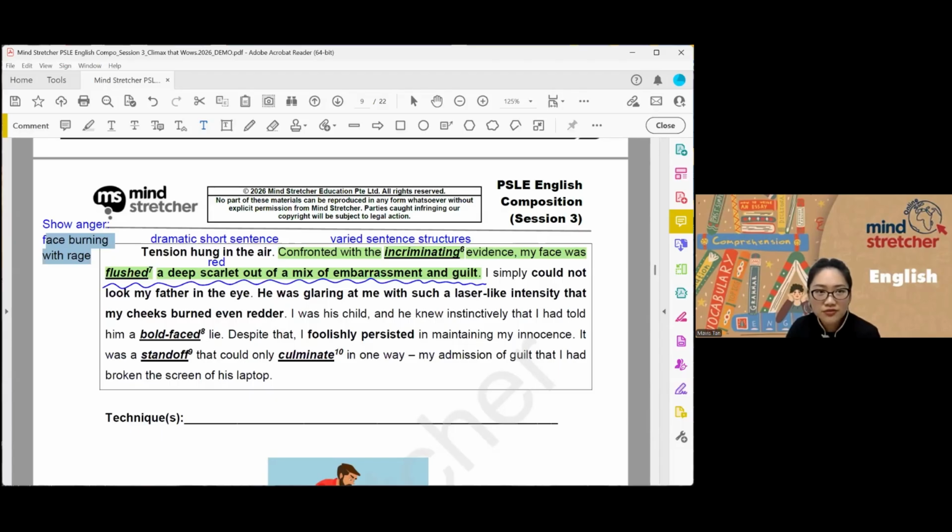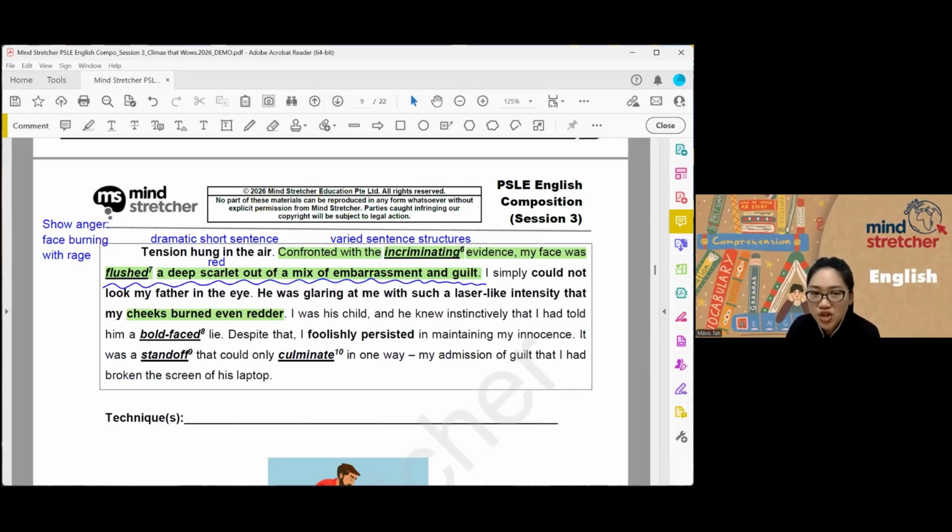I simply could not look my father in the eye. Full stop. He was glaring at me with such a laser-like intensity that my cheeks burned even redder. This is sense. Burning with rage, burned redder, fine. So you realize I didn't use the same word twice. Here I use scarlet, here I use red. Here I use flush, here I use burned. Here I use face, here I use cheeks. You have to vet your work like that. You have to get used to varying it. So this is what we call variation.